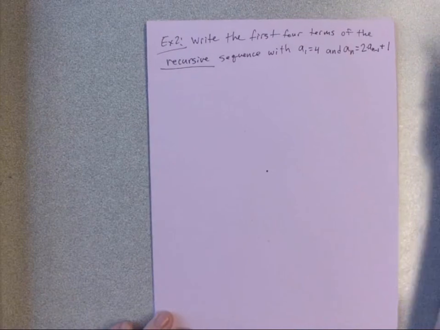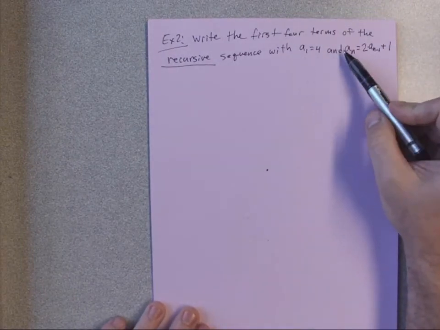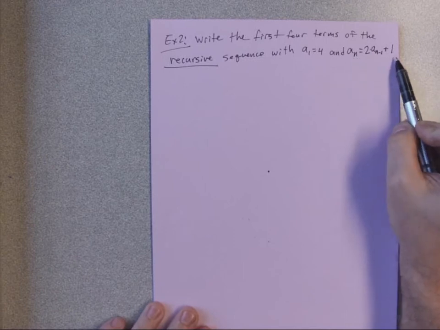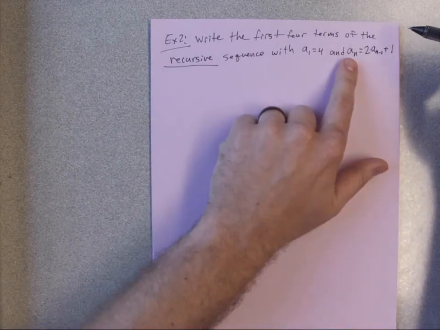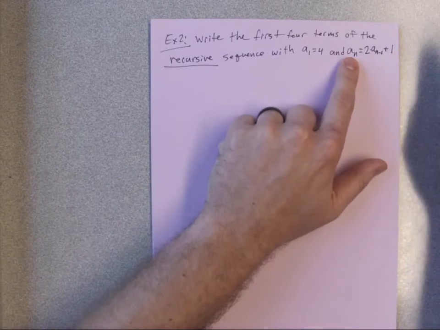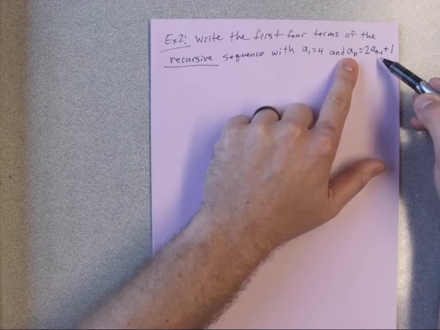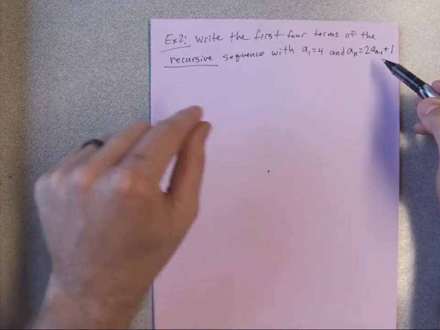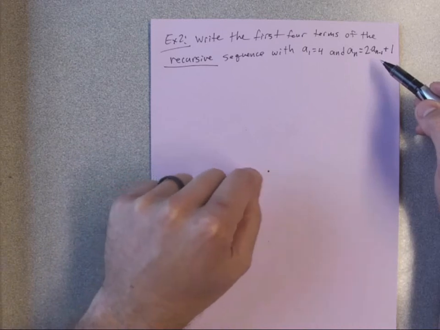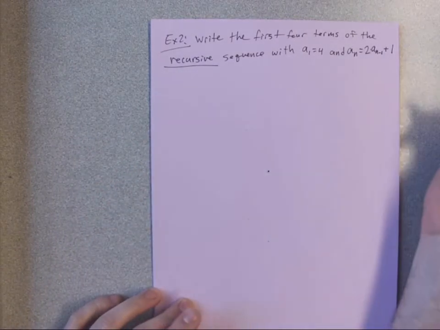So what this is telling you is that your first term is 4. That's already given to you. And this is a recursive sequence. The reason it's a recursive sequence is because to find the current term that you're on, A sub n, you have to know the previous term, A sub n minus 1. So that's why A1 is given to us. Recursive means you have to use the previous terms to find the current or the next terms. Alright, let's look at how to find this.